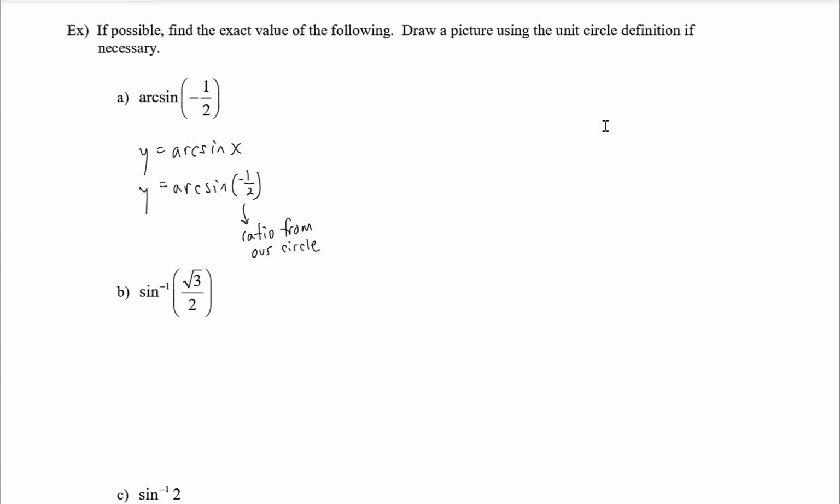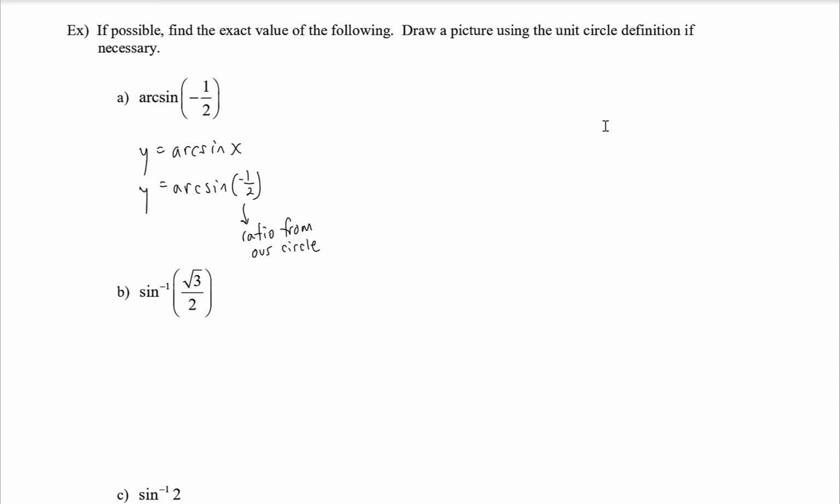Normally, you don't know the ratio. Normally, you know the angle to draw on the circle, and you draw the angle to get the ratio. We're doing it backwards now. We're saying, hey, what angle do I have to draw to get that ratio for sine?